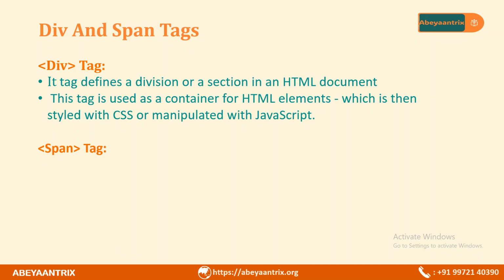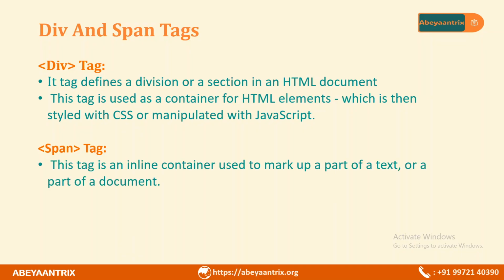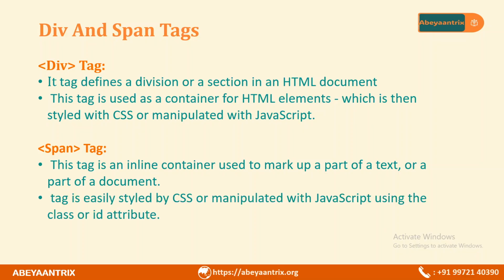The span tag is an inline container used to mark up a part of a text or a part of a document. It is perfect for styling specific words or phrases within a paragraph. Like division, it can be easily styled with CSS using class or ID attributes. Okay, so now the division and span comparison. Let us show you with an example, so let us move on to the practical part.